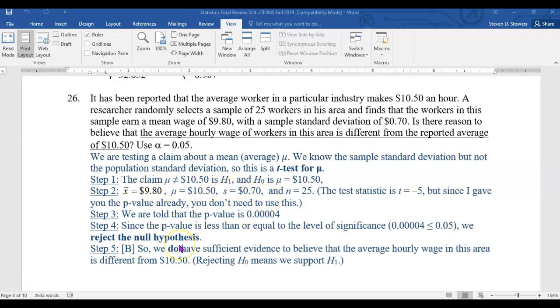Now, we just said reject the null hypothesis. If we're ruling out the null hypothesis, we must be supporting the alternative hypothesis. So that means we do have sufficient evidence to support the claim, to believe that the average hourly wage in this area is indeed different from 1050.